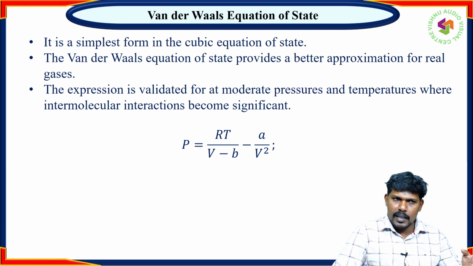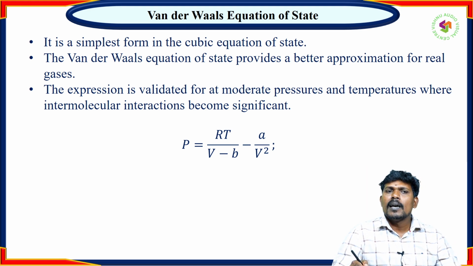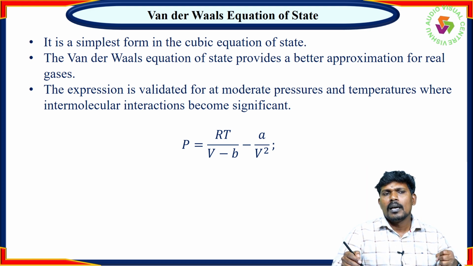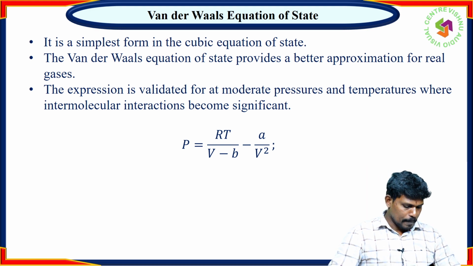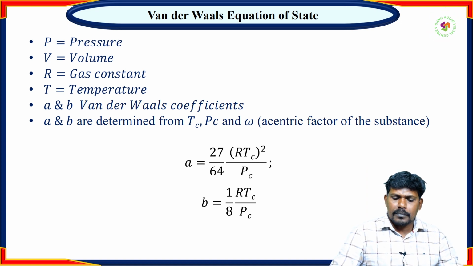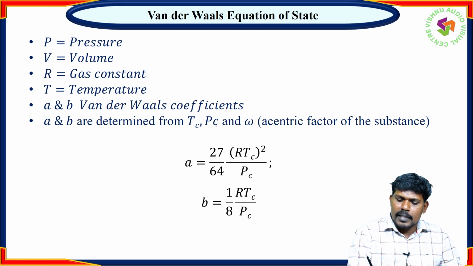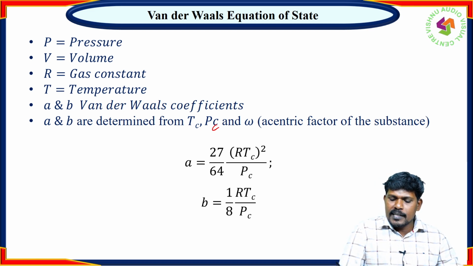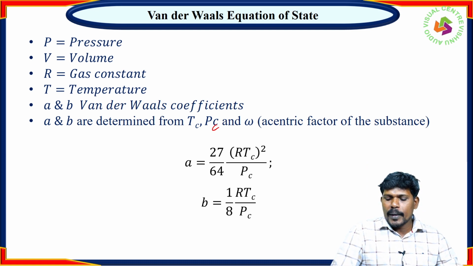As mentioned earlier, the first term on the right-hand side contributes the volume, including the gas particles' volume, and the second term accounts for the interaction between the particles. Here, A and B are the van der Waals coefficients. A and B are determined from the critical temperature, critical pressure, and the isentropic factor. So here A is equal to 27 by 64 into R Tc whole square by Pc. B is equal to 1 by 8 into R Tc by Pc.